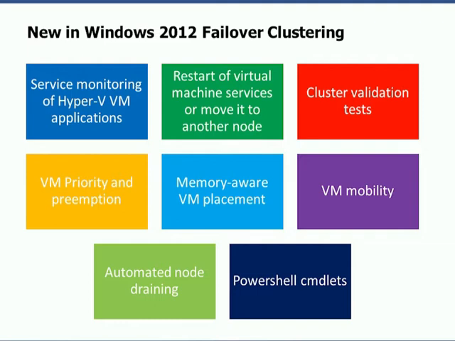Failover clustering can now utilize those types of features when there are outages within the nodes. There's automated node draining. Let's say that you want to put a node in the cluster into a maintenance mode. Failover clustering can automatically use live migration and storage migration to migrate those virtual machines to another node in the cluster so that you could perform some maintenance on the server. Let's say perhaps patch the server or perform a hardware upgrade or hardware replacement like a failed power supply.